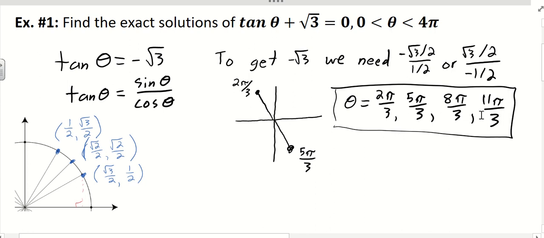To get these other two angles, notice that we're looking at angles between 0 and 4 pi. So that gives us a whole other rotation around the circle. So what I'm doing then is adding 2 pi to each of these angles, or 6 pi over 3 to each of those angles.